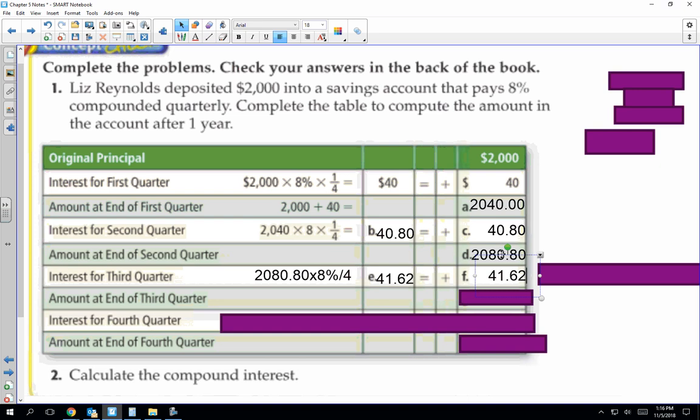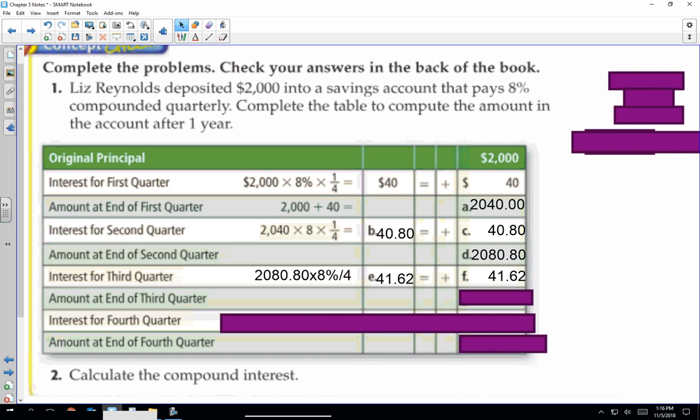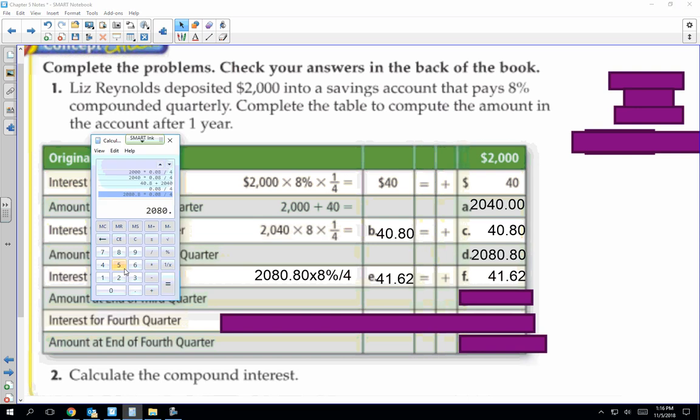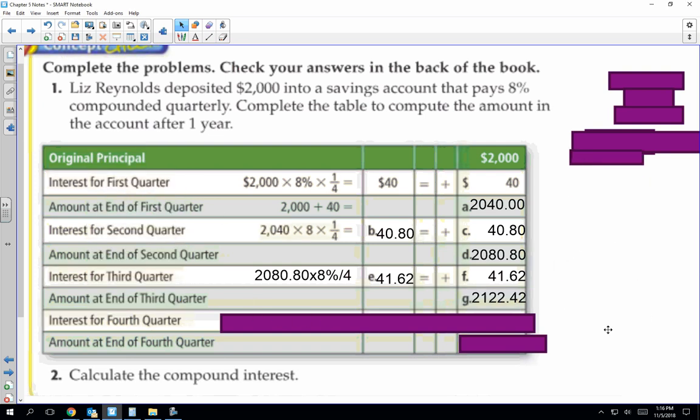Now we're going to add that in to $2,080.80. So we're adding it into what we had the previous quarter. So we got 2,080.80 plus our 41.62. We get 2122.42. Then we take that amount. So this is what's in our account right now after the third quarter. We have one more quarter to get to 4 quarters.